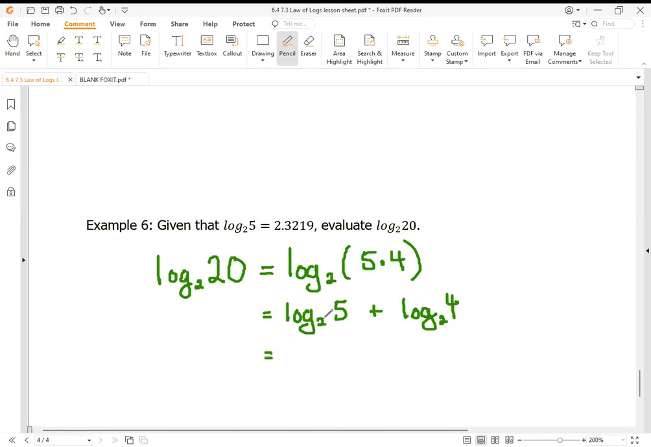Log 5 of base 2 is given to me, and log 4 of base 2, you can do it in your head. 2 to the power of 2 equals 4. This answer is 2. The final answer is 4.3219. Just little puzzle questions for you.